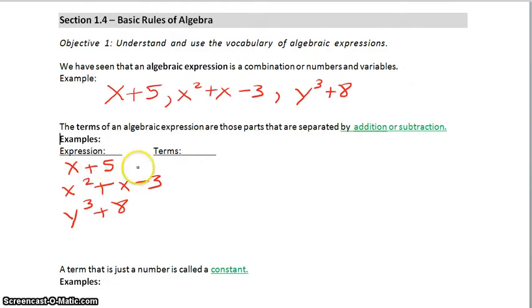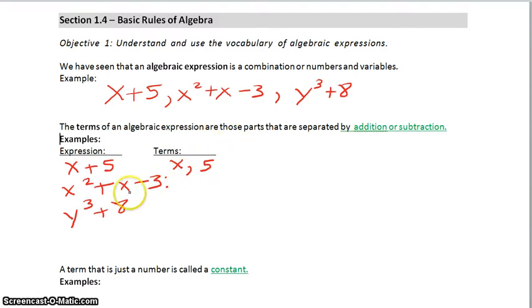Now, for the x plus 5, we could write down the terms are x, comma, positive 5. Because remember, our terms are separated by addition or subtraction. Now we come to the x squared plus x minus 3. As you can see here, this minus 3 is a little bit too far over. So what we would do, we would put a little colon here, so you all know that we have separated this from the terms portion here.